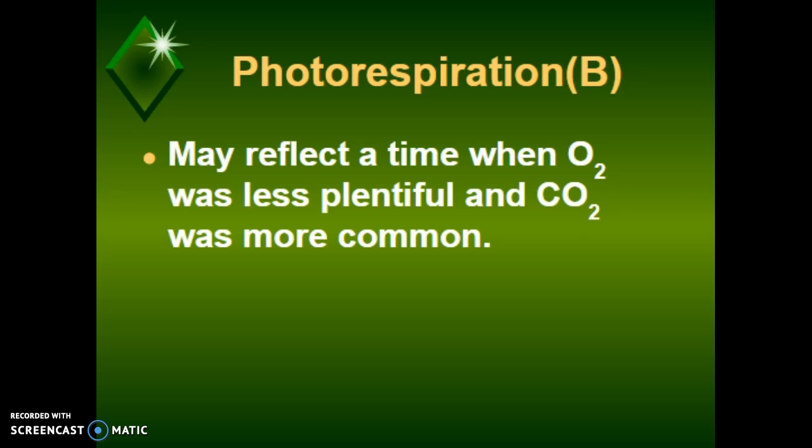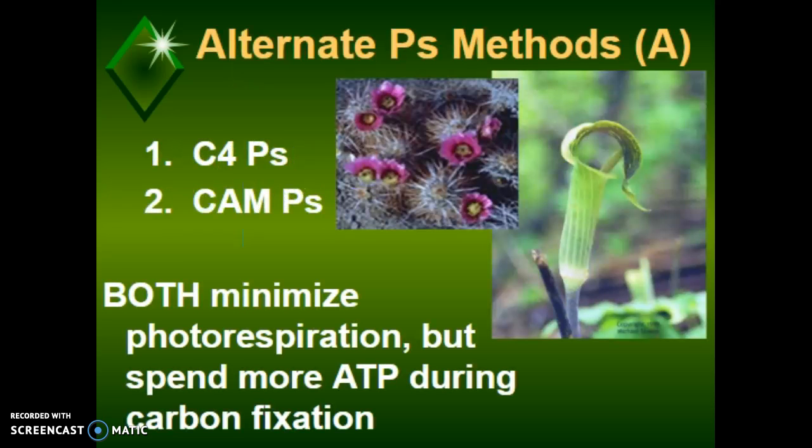Well, there are two strategies that have evolved to combat photorespiration. That's C4 photosynthesis. Remember, the Calvin cycle is called C3. So C4 is going to be a little bit different. And then there's CAM photosynthesis. So we'll look a little bit more at each of those here on the next few slides.